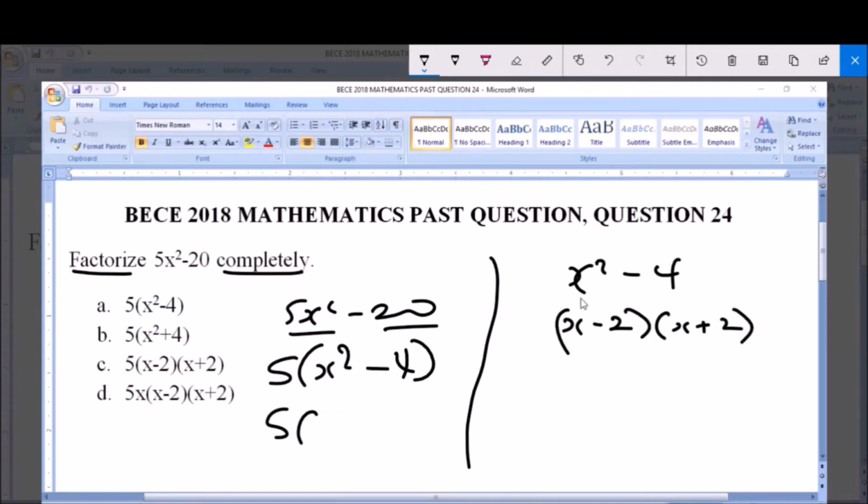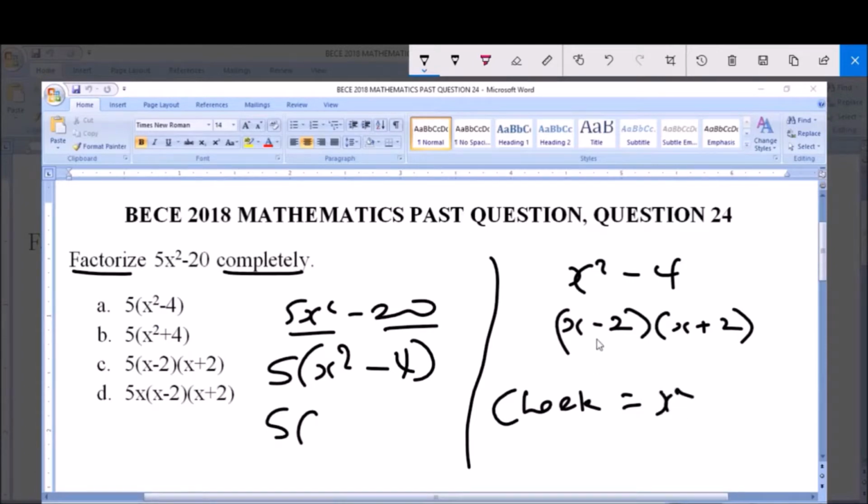Now what we just did here is simply the factorization of x squared minus 4. Now let us check. X times x here will give us x squared.